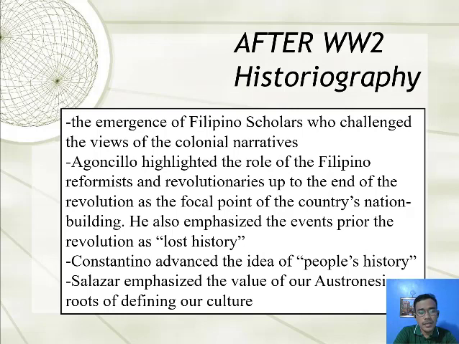So Agoncillo, in his account, highlighted the role of the Filipino reformists and the revolutionaries up to the end of the revolution as the focal point of the country's nation building. He also emphasized the events before 1872 as lost history. While Renato Constantino advanced the idea of people's history by trying to search for and find the lost voices of the Filipino people. While Salazar emphasized the value of our Austronesian roots in defining our culture.